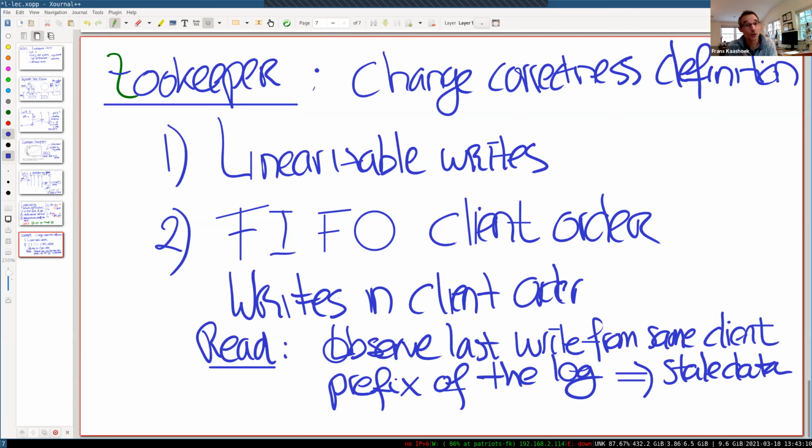So the operations can now go out of order. Once they're in the log, you can't read operations out of the log out of order. It really has to be a prefix of the log. And then there's a second requirement that you cannot do reads from the past.